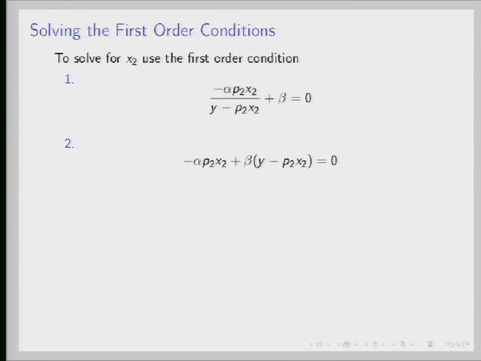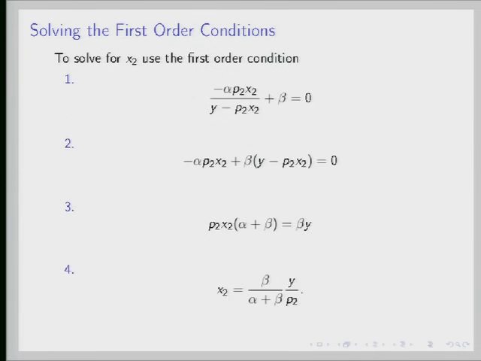I can then multiply both sides by y minus p2x2. I get this expression. After that, I get an expression that starts to have a little intuition associated with it, I think, which is that expenditures on p2x2 are multiplied by some constant, and so it's proportional to total income. And that gives me my final expression. And so I'm going to spend a little bit of time talking about this one.